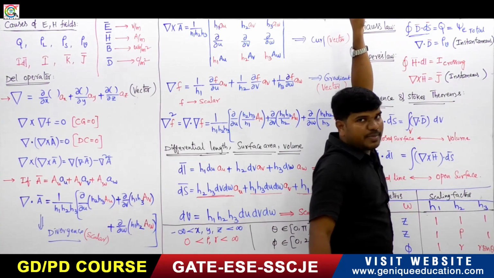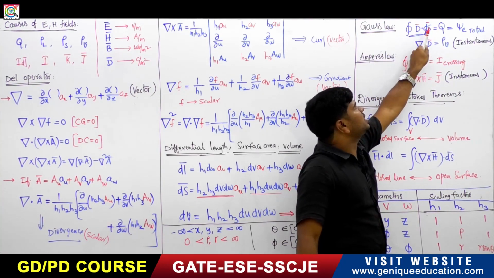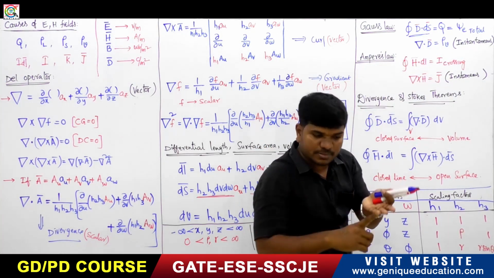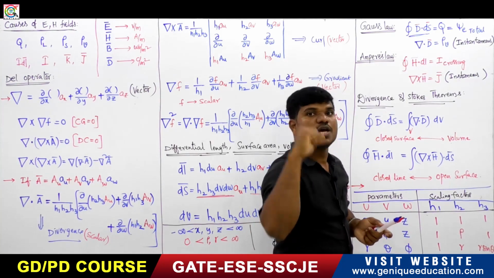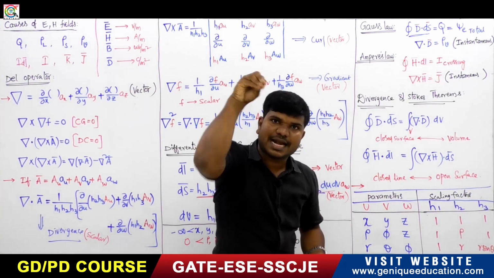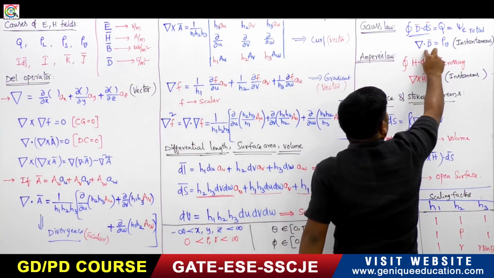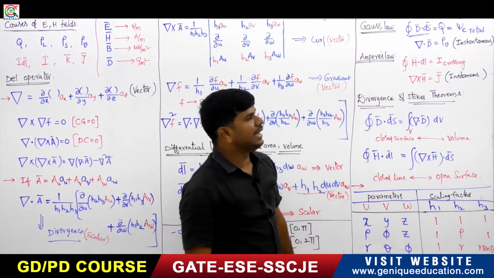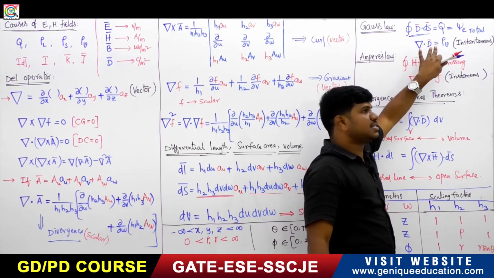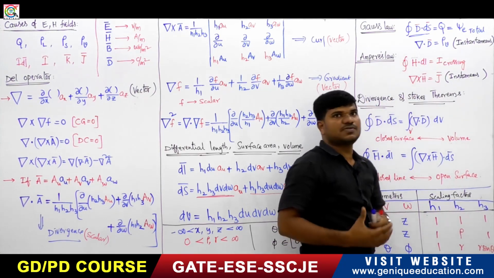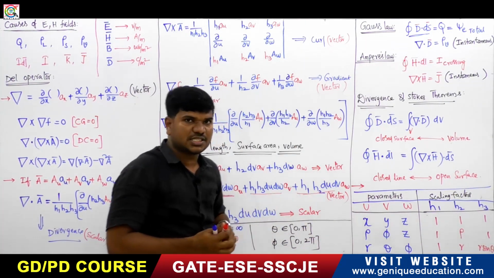Closed integral D dot dS means the total effect. What is the effect? D dot dS is nothing but the flux, so the total flux within the surface. Suppose I want to calculate the flux at a point, the strength at that point, I have to represent this as del dot D. That is why it is called the instantaneous value.